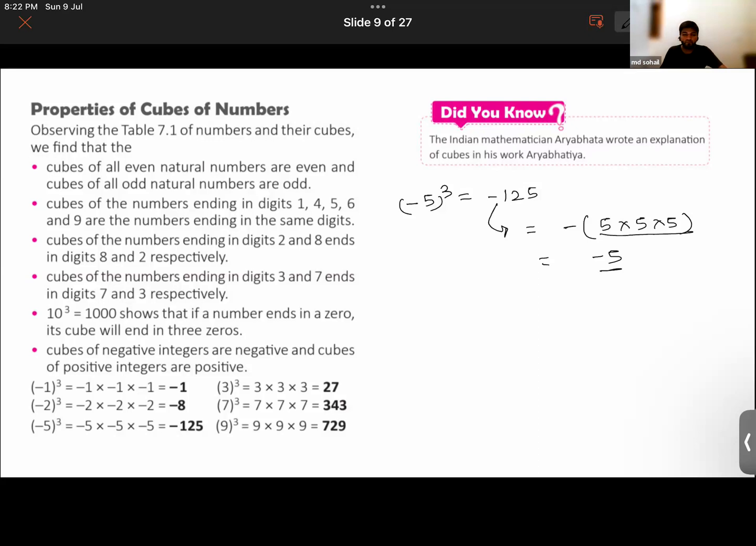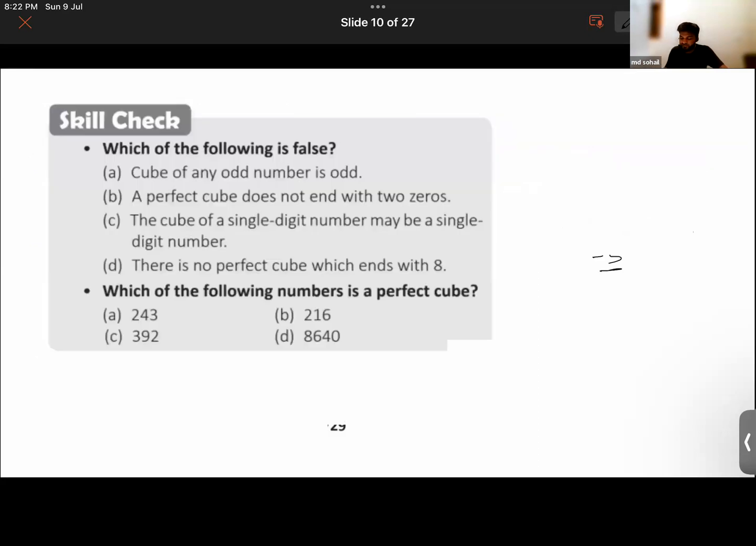Okay, now I have some questions for you. Let's quickly do this one. Which of the following is false? Out of these four statements, which statement is false here? Read them carefully. Okay, so the first one is true, sir. Cube of any odd number is odd. That is true. Good. And the second one is true also.